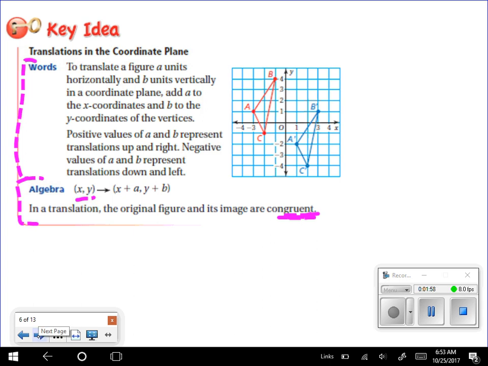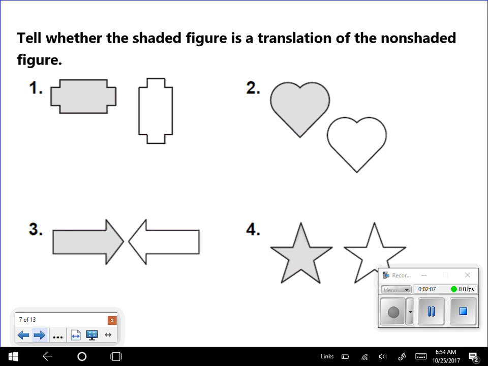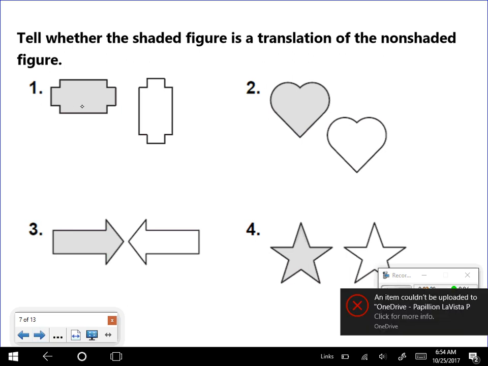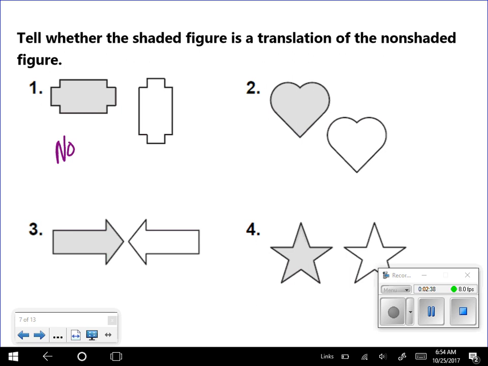So, since we know what a translation is, it looks like that slide we were talking about earlier. We can tell whether something is a translation or not. It says, tell whether the shaded figure is a translation of the non-shaded figure. So for number one, did we just slide the figure? Or did we have to turn it? Or did we have to reflect it? Or what does it look like? For number one, if I had just slid the figure, it would still start in this position. Since it's turned on its side, this is not a translation because it's rotated. And we're going to talk about rotations further on down the road.